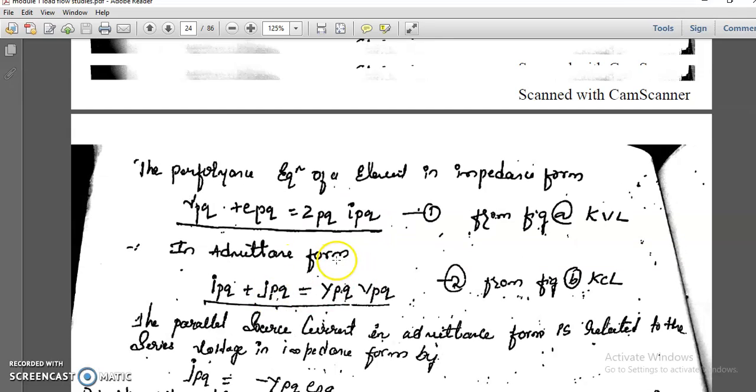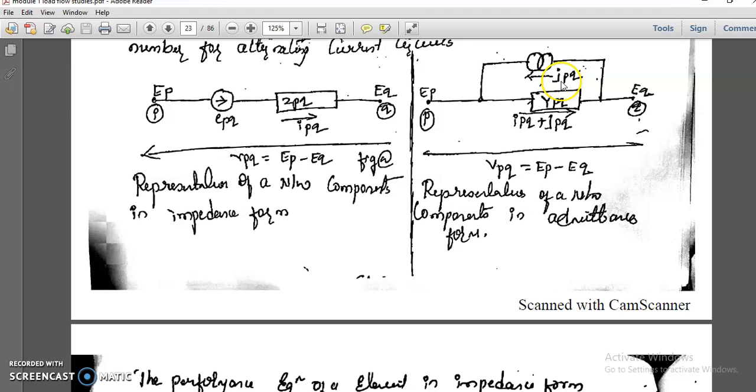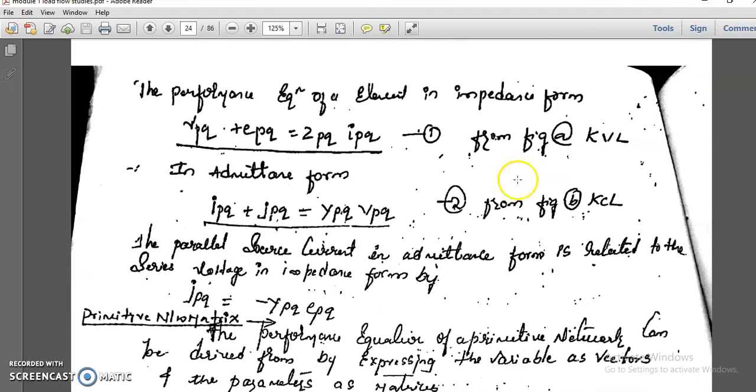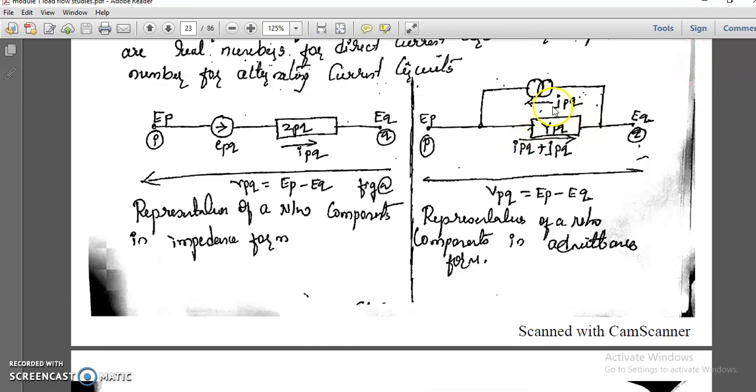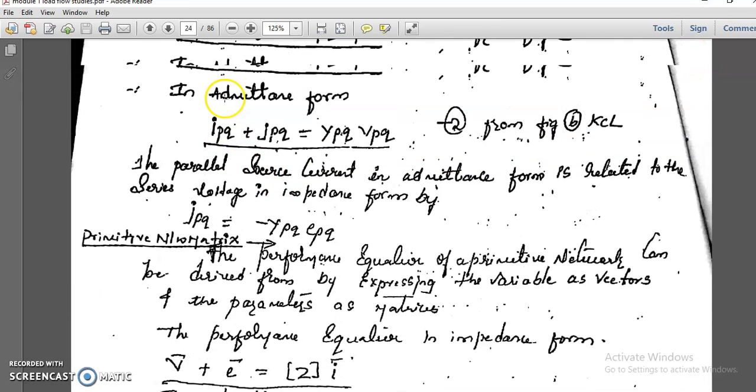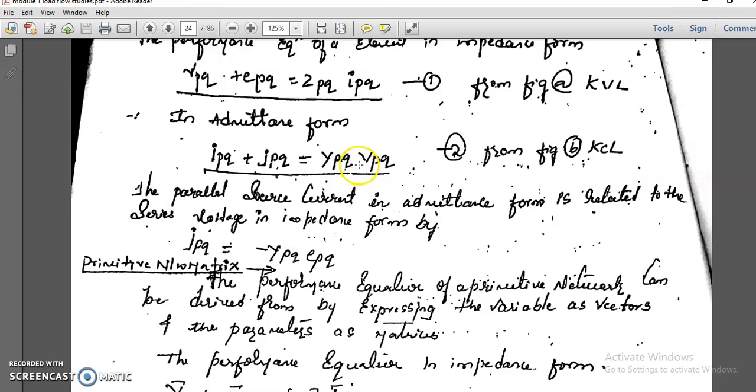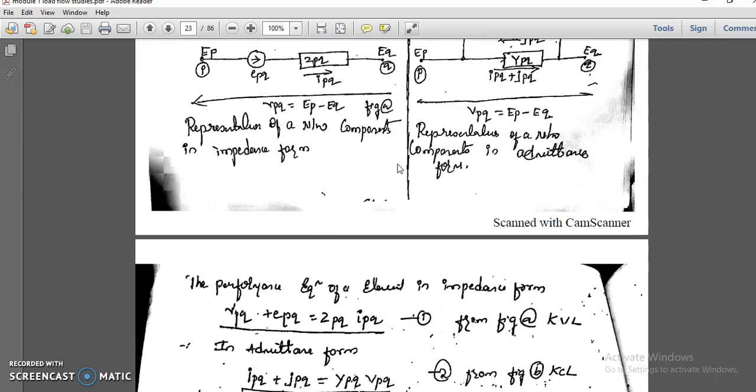Same thing in admittance form. Here we are applying KCL. So here there are two currents, IPQ and JPQ. Therefore IPQ plus JPQ is equal to YPQ into VPQ. Understood what I am telling? Just have a look at this equation. So two voltages, these two voltages you add. So total V is equal to Z into I.